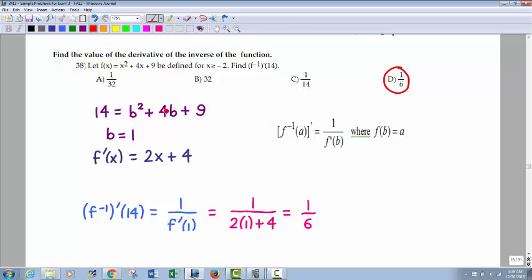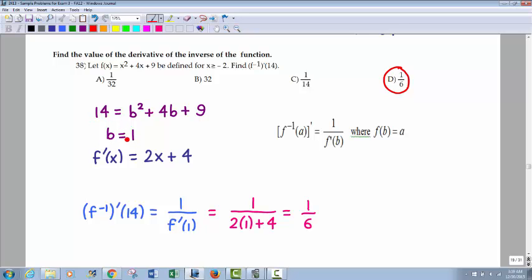So let's just say I started with 0. B could be any integer number. I put in 0, that would give me 9, so that's not quite 14. And sometimes they might be negative, so if you started using positives and saw they were way off, you'd start using negative numbers. What if I put 1 in there? 1 squared plus 4 times 1, 1 plus 4 plus 9 is 14.